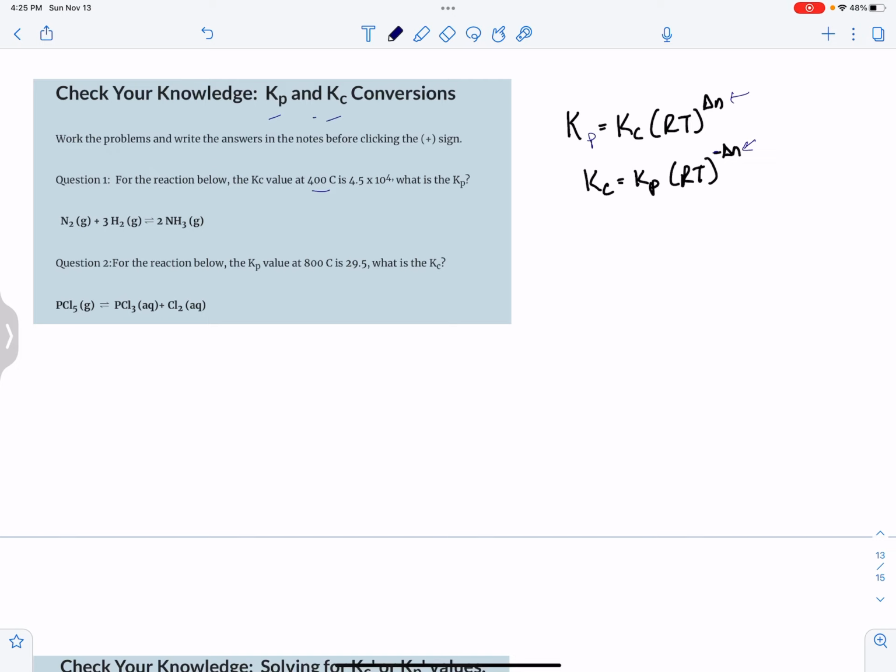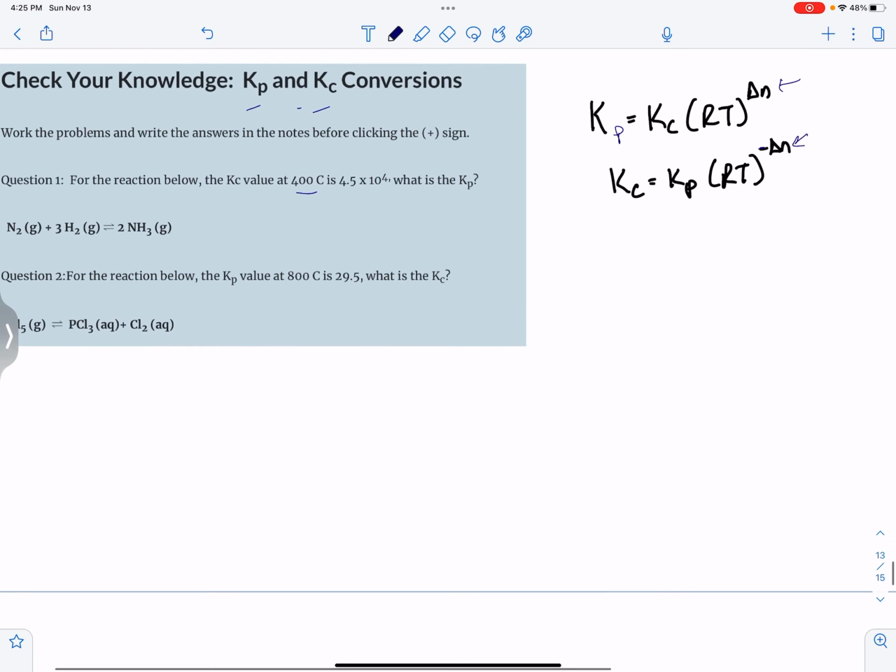So for this reaction, we have this Kc, and also I want to mention that you need the R for these. That's the gas constant because you're doing the conversions, again, you're dealing with gases. So we're solving for Kp, so that's that top equation. So 4.5 times 10 to the 4th times, and then I need to make sure this whole thing is what gets in for my delta N. And I'm going to put all this in my calculator at once.